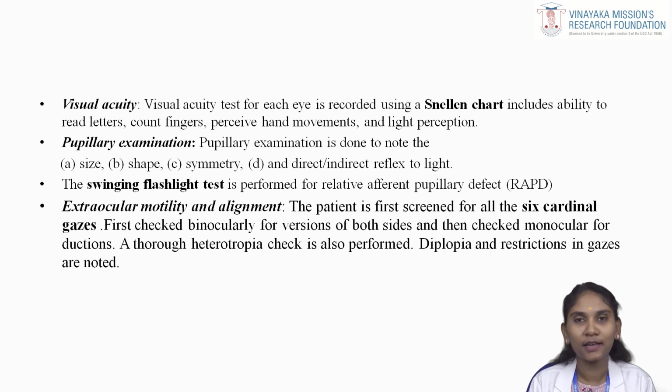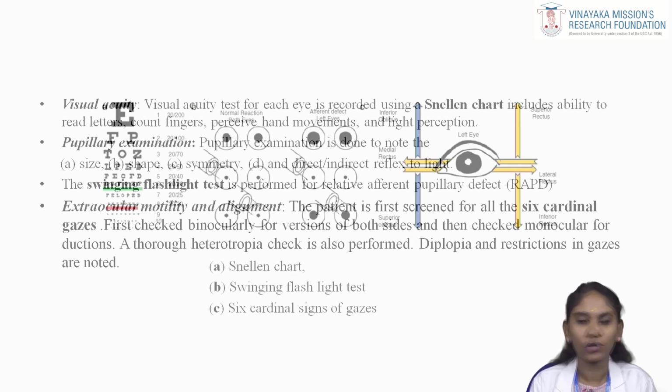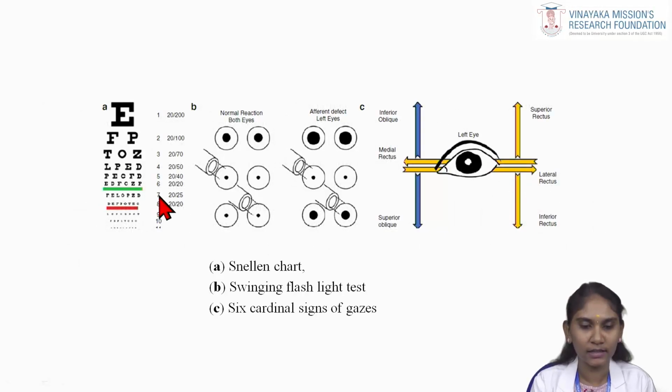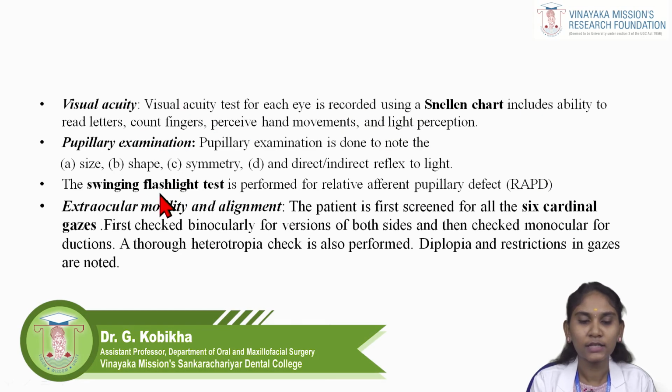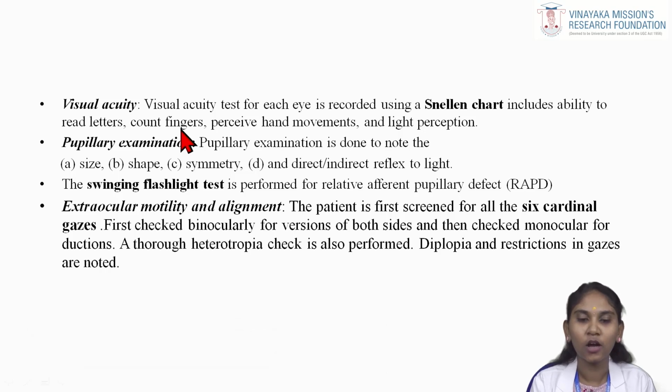This test for each eye is recorded using a Snellen chart. So this is a Snellen chart. Can you see the letters and the numbering here? So this Snellen chart includes the ability to read the letters, count the fingers, and perceive hand movements and light perception. So, first test. Second is pupillary examination.